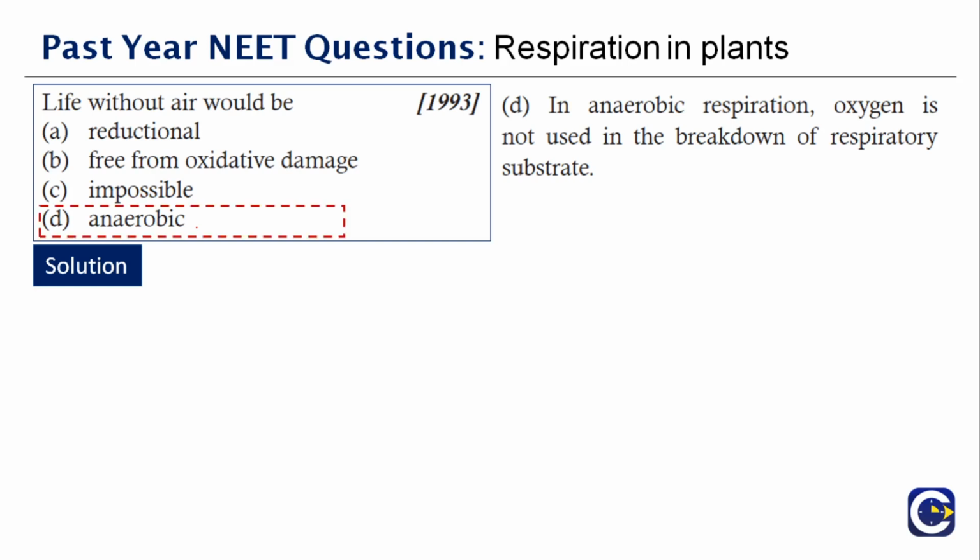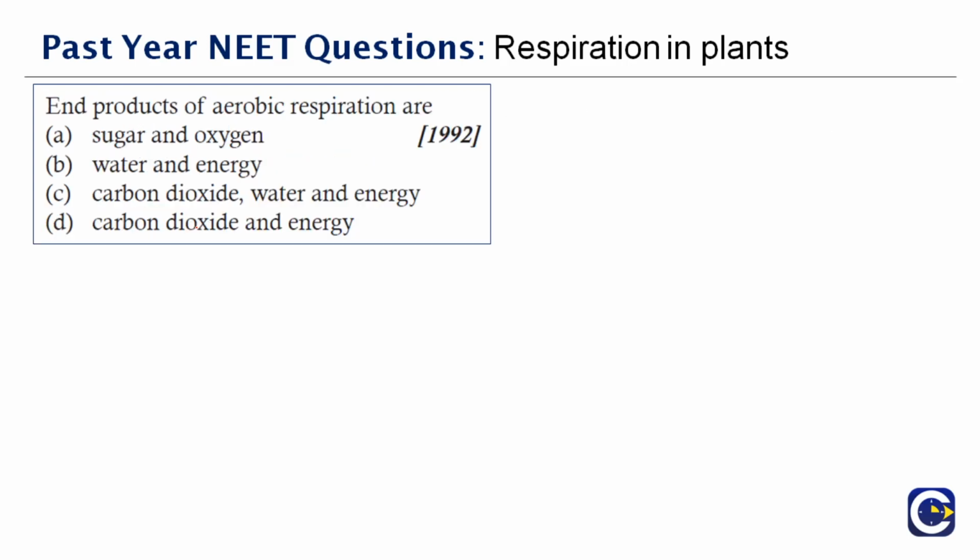I think this is a very easy question so far that we have seen. Okay, next question here. This question was asked in the year 1992. End products of aerobic respiration are. Even this we saw in the very beginning of this part. If you remember easily, aerobic respiration liberates 3 things. What all we saw? We saw water, carbon dioxide and ATP, that is energy. Therefore, the correct answer is option C.